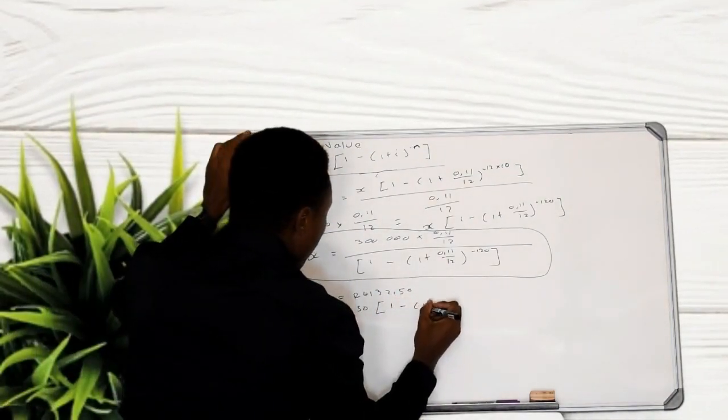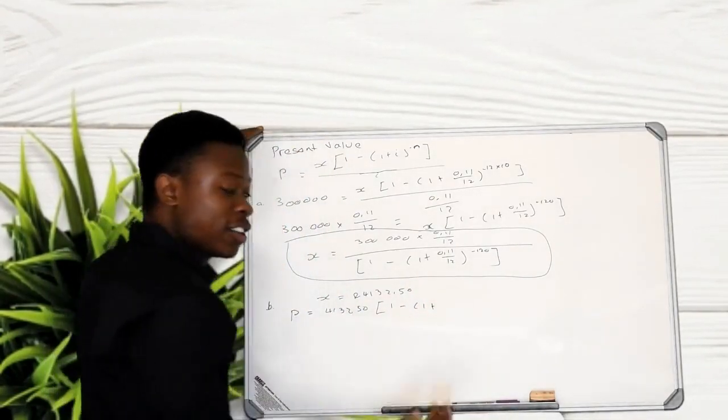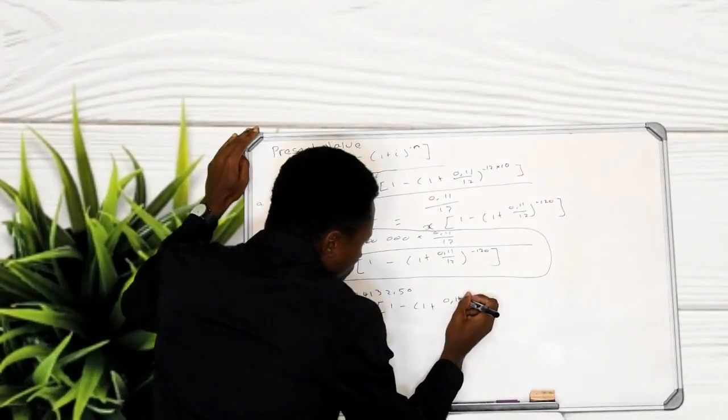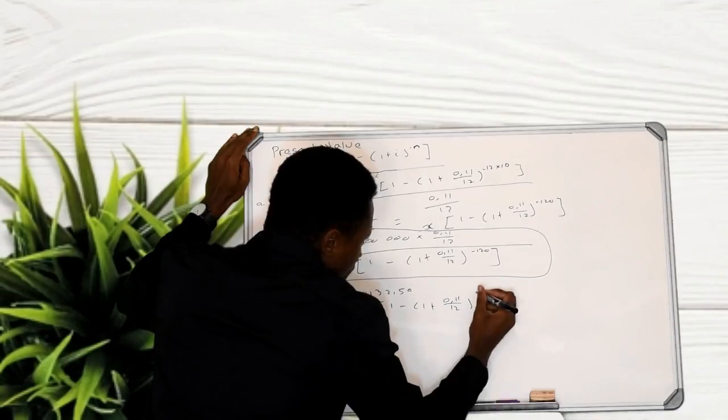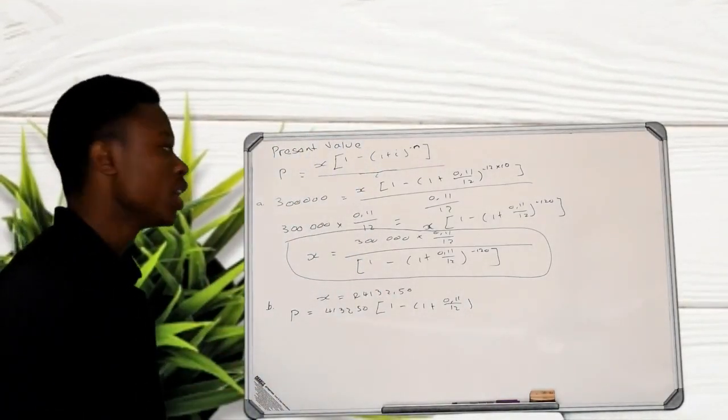1 minus 1 plus i. What's the interest rate? The interest rate has not changed. In other questions it might change, but in this question, it does not change. So it's still 0.11 over 12 to the power of. Now that's the tricky part. The only trick in this whole question is the n.